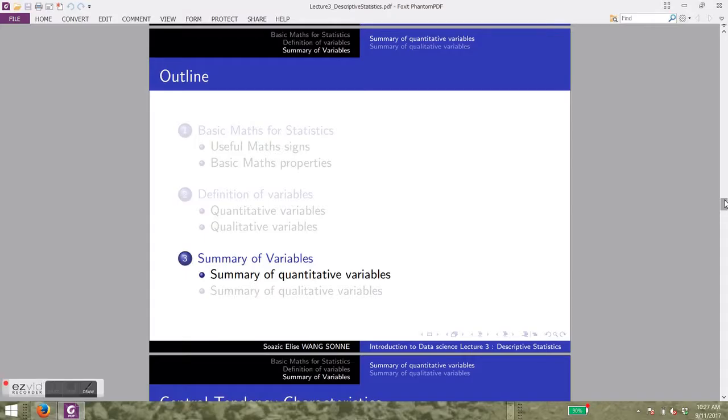Now that we've defined the different types of variables, let's see how you can better summarize those variables, or how you can compute key statistics that will give you an overview or a summary of your data set. There are different types of summary applied to the different types of variables that you've seen. First of all, you have the summary statistics for quantitative variables, but also the summary statistics for qualitative variables.